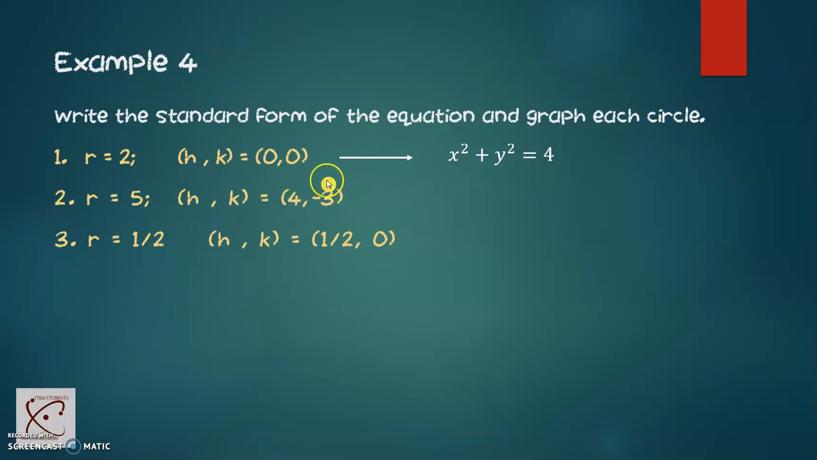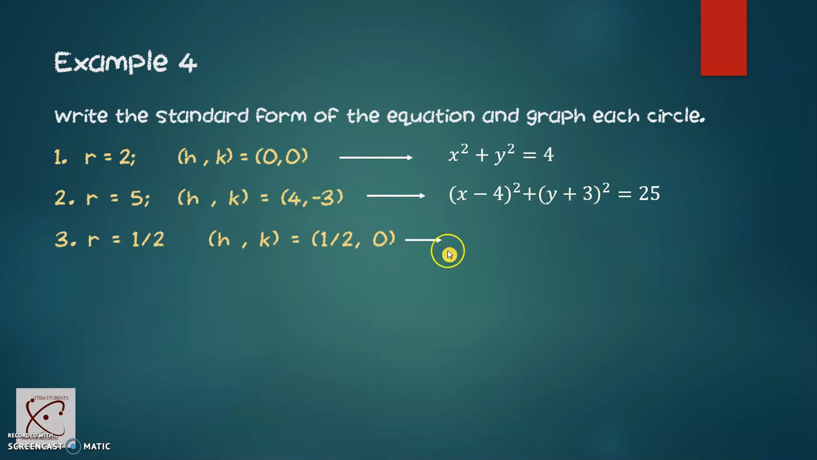And for number 2, r is equal to 5, and then h, k is 4 and negative 3. So, when we put this in our equation, the signs are opposite. And our standard form equation is quantity x minus 4 squared plus quantity y plus 3 squared is equal to 25. So, 5 squared is equal to 25. So, negative 4 and then positive 3.